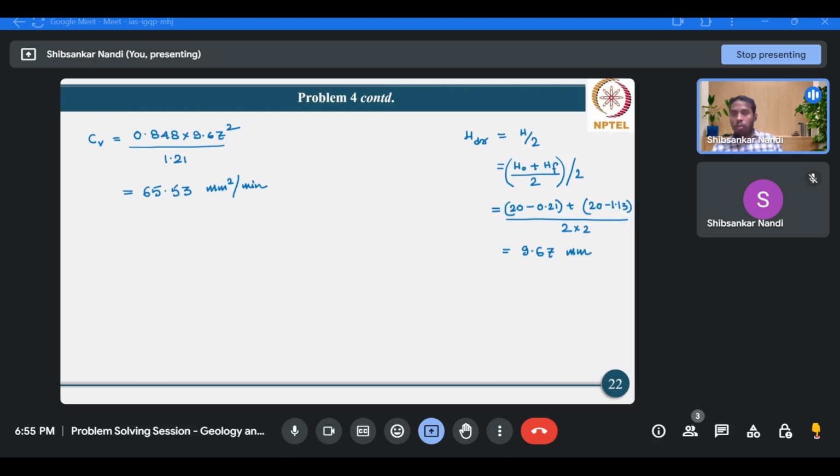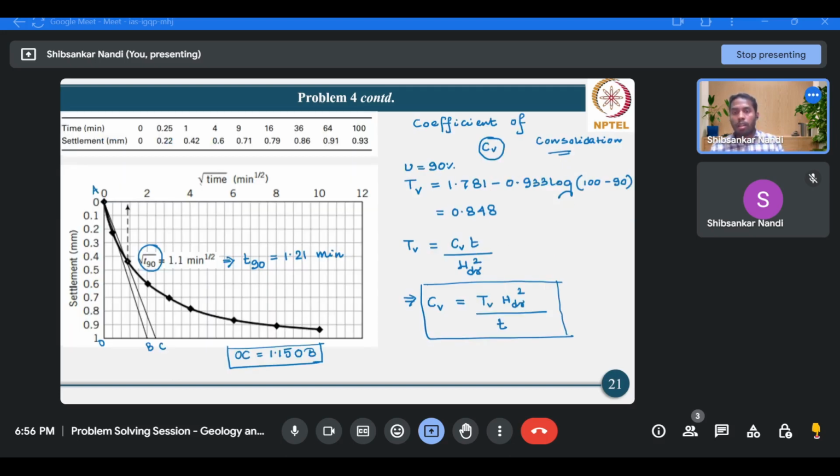Now if we calculate it in meter square per day, it will be 65.53 into 10 to the power minus 6, then multiply it by 60 for hours, then 24. So it's 0.094 meter square per day.